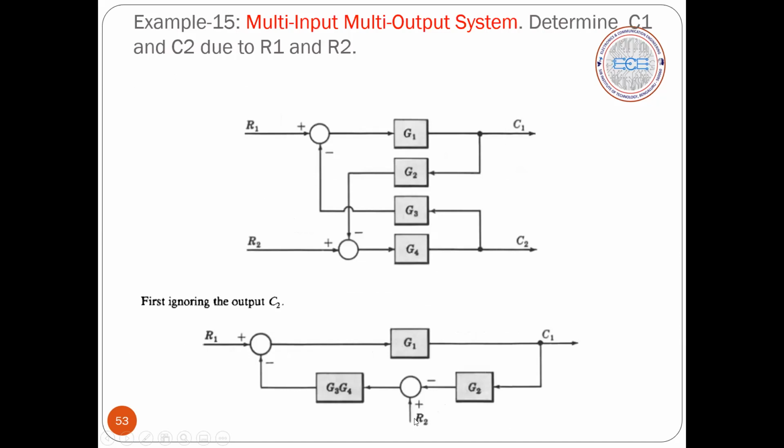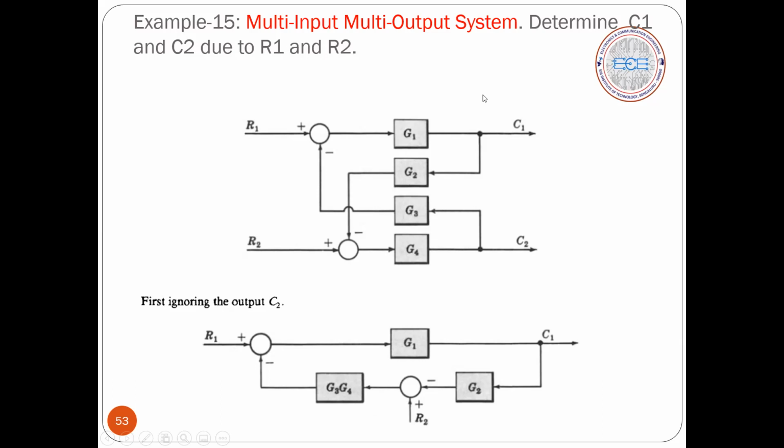Okay, so next one. Again, here it is a multiple input, multiple output system. So far what we were discussing was only multiple input with a single output, correct? Here we have increased the complexity. Here we have two inputs and two outputs. So here, we have to see what we are calculating, and based on that, we will block the other inputs. In a multiple input, multiple output system, they will give clearly what we have to determine. So we have to determine C1 and C2 due to R1 and R2.